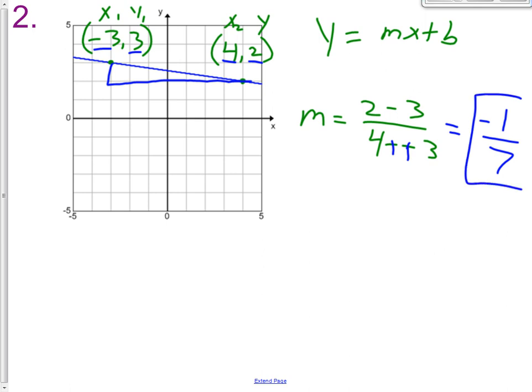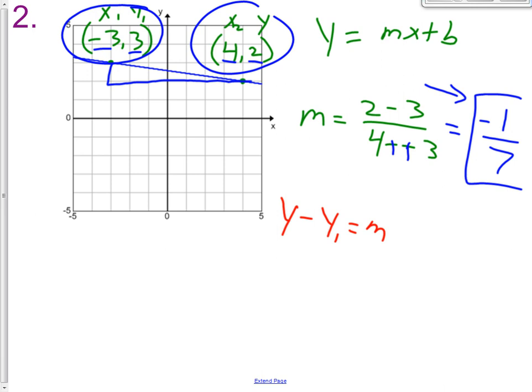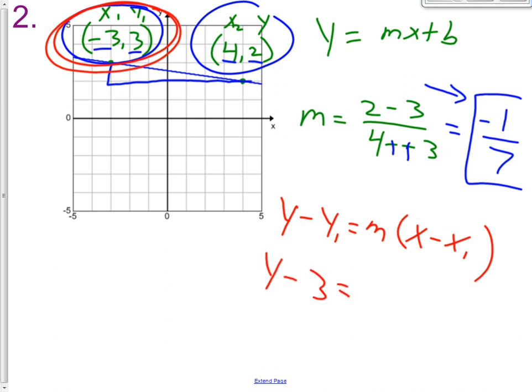Once I know that my slope is negative 1/7, I still don't know my y-intercept, so I can't put it in y equals mx plus b form. However, I do have the slope, and I have a point, it doesn't matter which one you use. If I have a point and a slope, I can use point-slope, which is y minus the y-coordinate equals m times the quantity x minus the x-coordinate. For the sake of consistency, let's all use this one. Y minus 3 equals our slope, negative 1/7, times the quantity x minus the x-coordinate, x minus negative 3, so x plus 3.